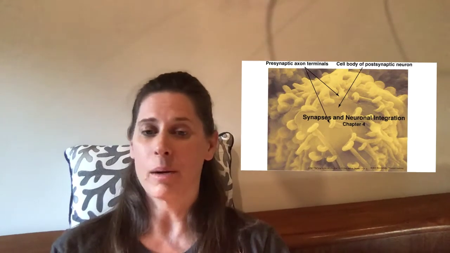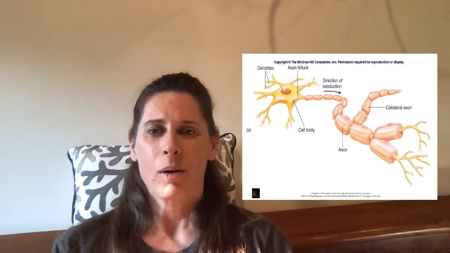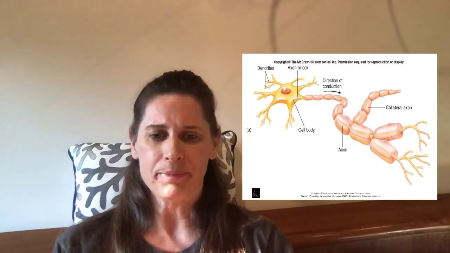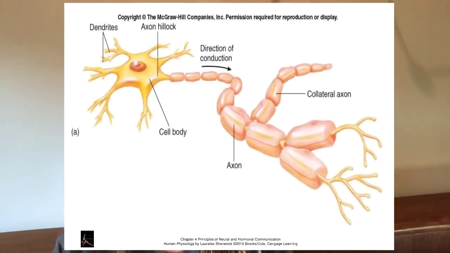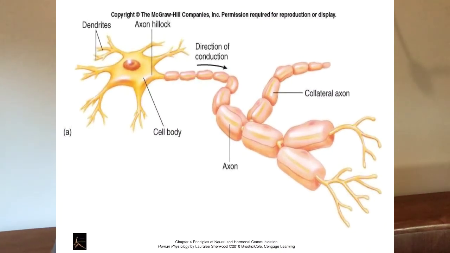Hi everyone, in the next part of this lecture series, we're going to learn about synapses and also types of graded potentials. So here we go. Well, let's review what we've learned so far. So this picture is showing us a typical neuron, right? We've seen this picture before.